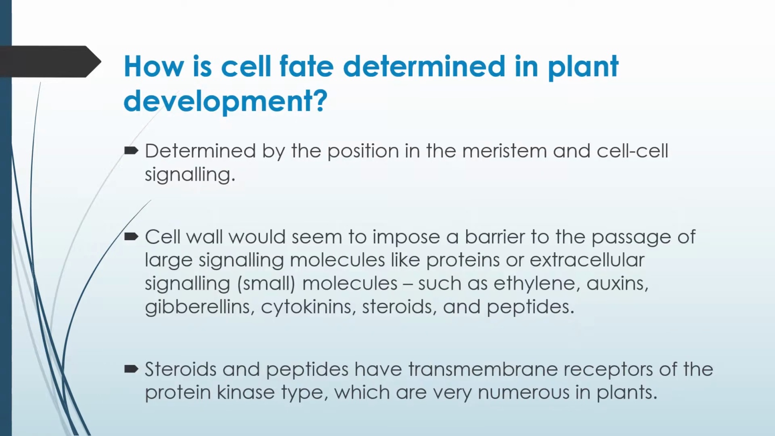Okay? So, how is sulfate determined in plant development? It is determined by the position in the meristem and cell-to-cell signaling. Okay? So, again, bakit position in the meristem? Most likely the development happens in the roots, in the tips of the roots and the shoot. Okay? So, kapag sinabing sulfate, ano nga bang mga cells yung dapat ma-reproduce dun sa mga tips na yon?